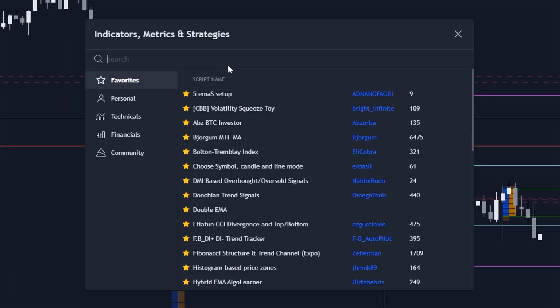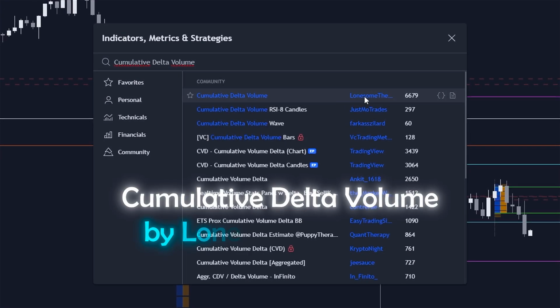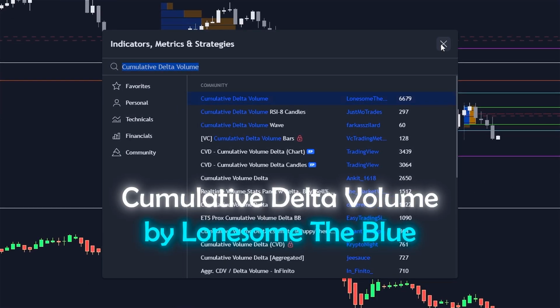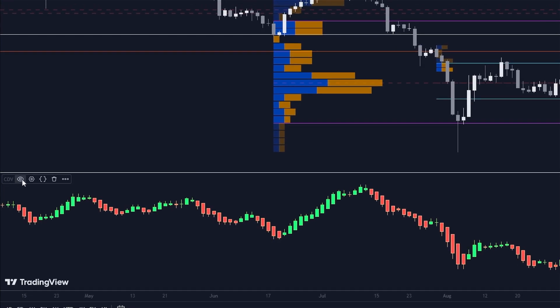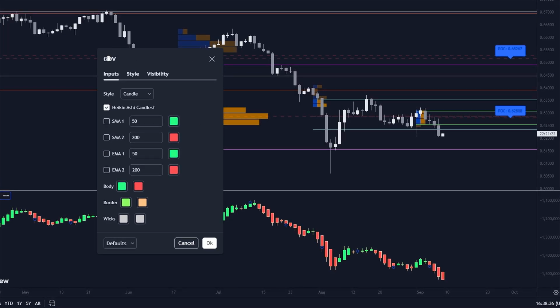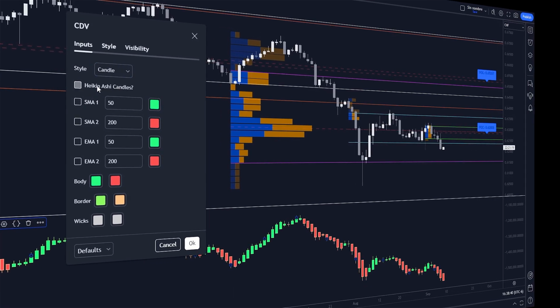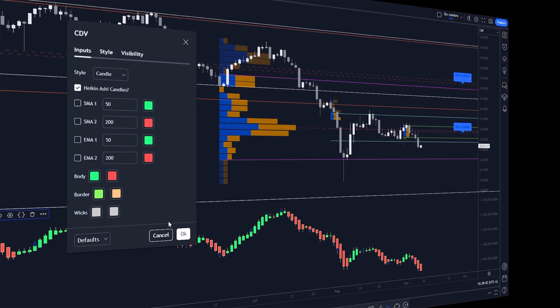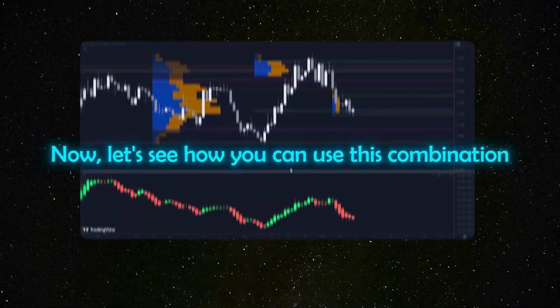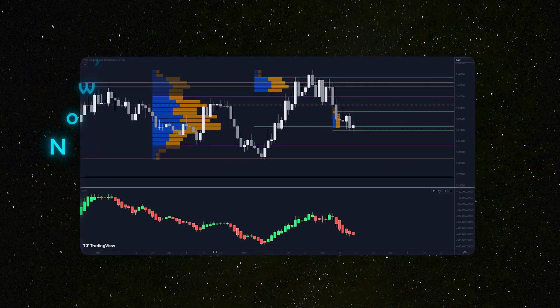The second indicator is called Cumulative Delta Volume by the user Lonesome Blue. In the parameters of this indicator, choose the candlestick option to get a clearer representation of the delta action, and enable Heiken Ashi candlesticks to smooth out fluctuations and identify trends more easily. Now, let's see how you can use this combination to enter the market at key moments.